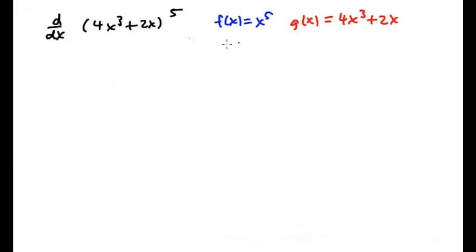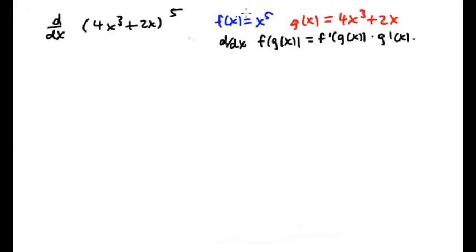So now the chain rule states that the derivative of f of g of x is equal to f prime of g of x times g prime of x. The derivative of the outside and keep the inside, but then multiply by the derivative of the inside. So what is f prime of g of x?